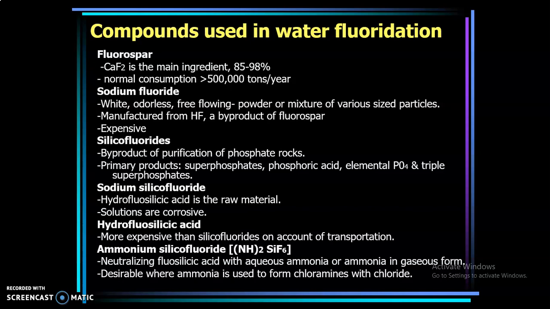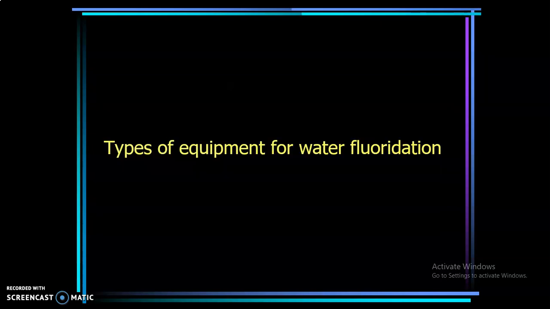We have already discussed that. Similarly, sodium fluoride can be added, and the next is silicofluoride. Then the next is sodium silicofluoride, hydrofluorosilicic acid, and ammonium silicofluoride. So these are the various compounds that are added to water for achieving community water fluoridation. So I repeat: fluorospar, sodium fluoride, silicofluoride, sodium silicofluoride, hydrofluorosilicic acid, and ammonium silicofluoride.